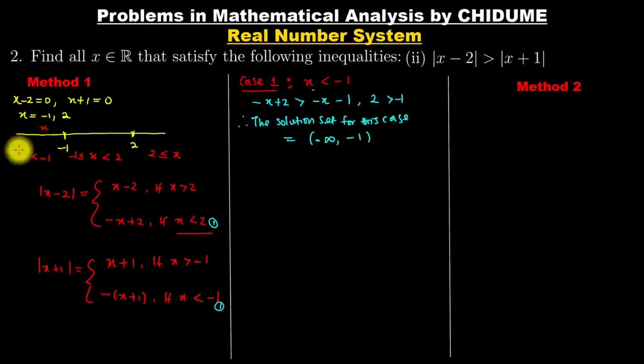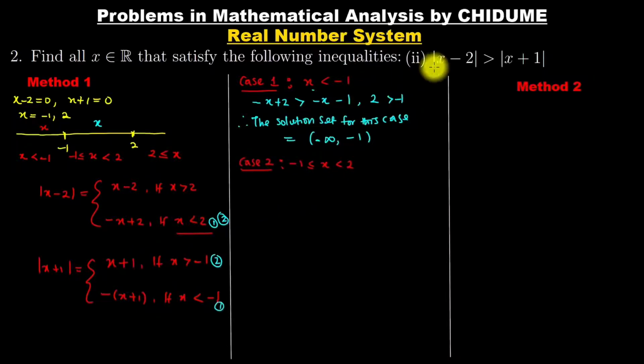Now for the second case, that's for case 2, that's when x is greater than or equal to -1 but strictly less than 2. So let's look at that case, meaning that here we are looking at this region. If x is in this region, that means x is greater than -1 and less than 2. So these are the two conditions we are going to be looking at, this condition and this condition here.